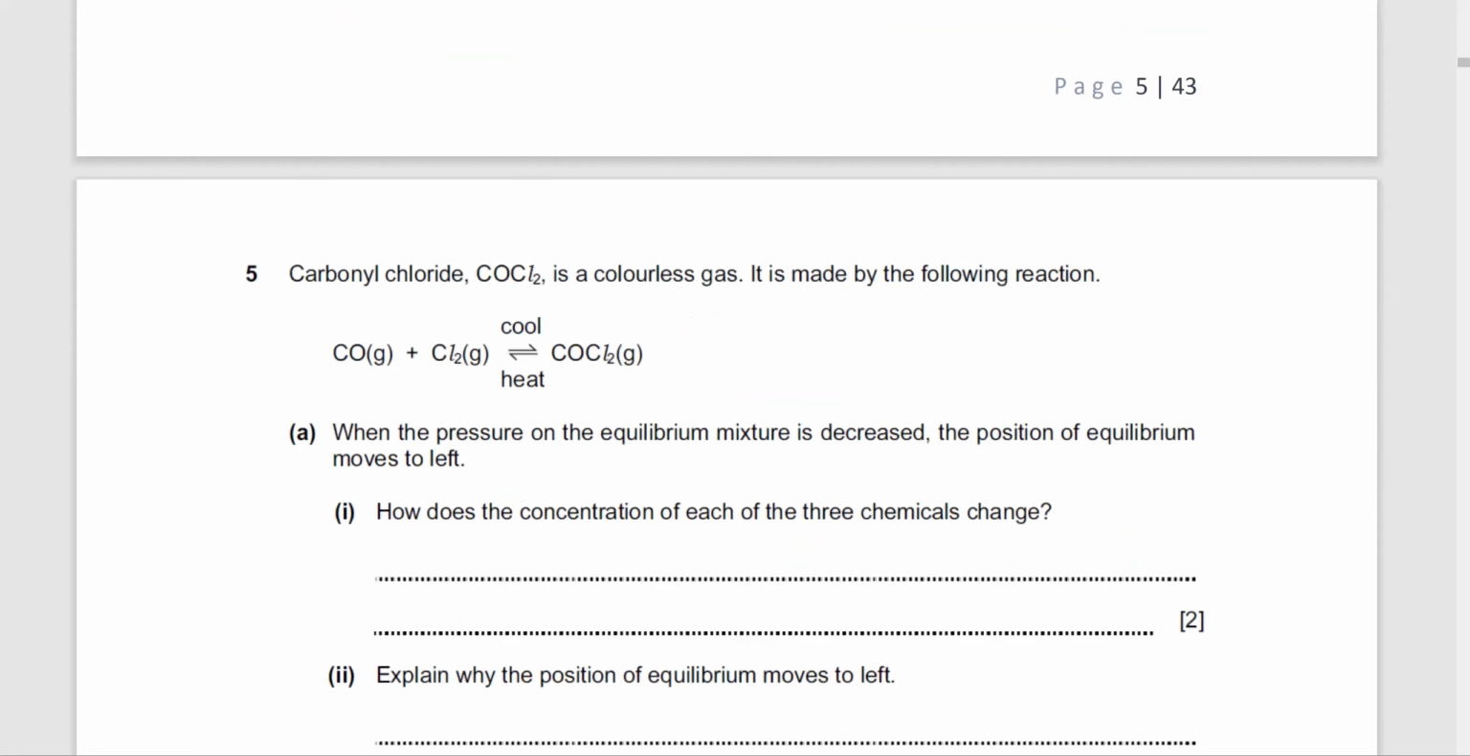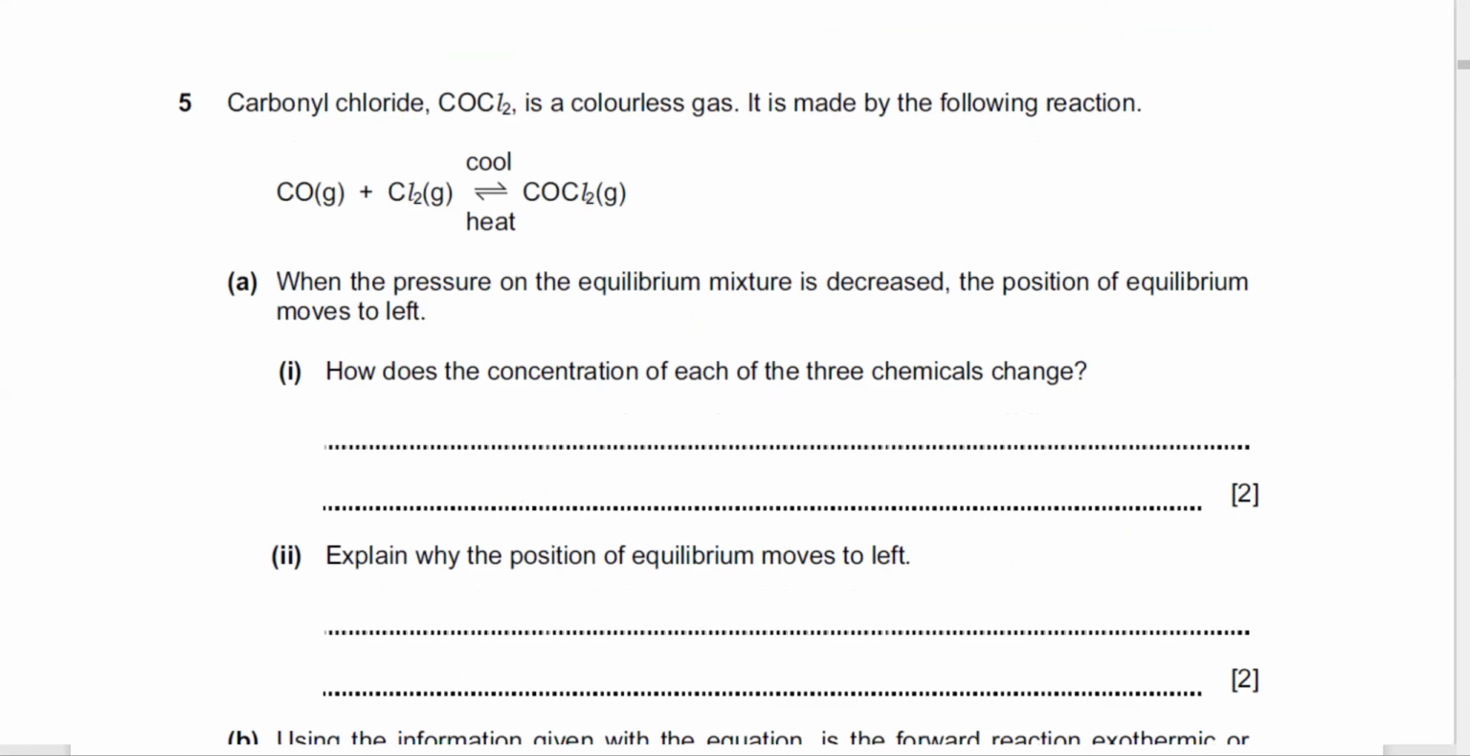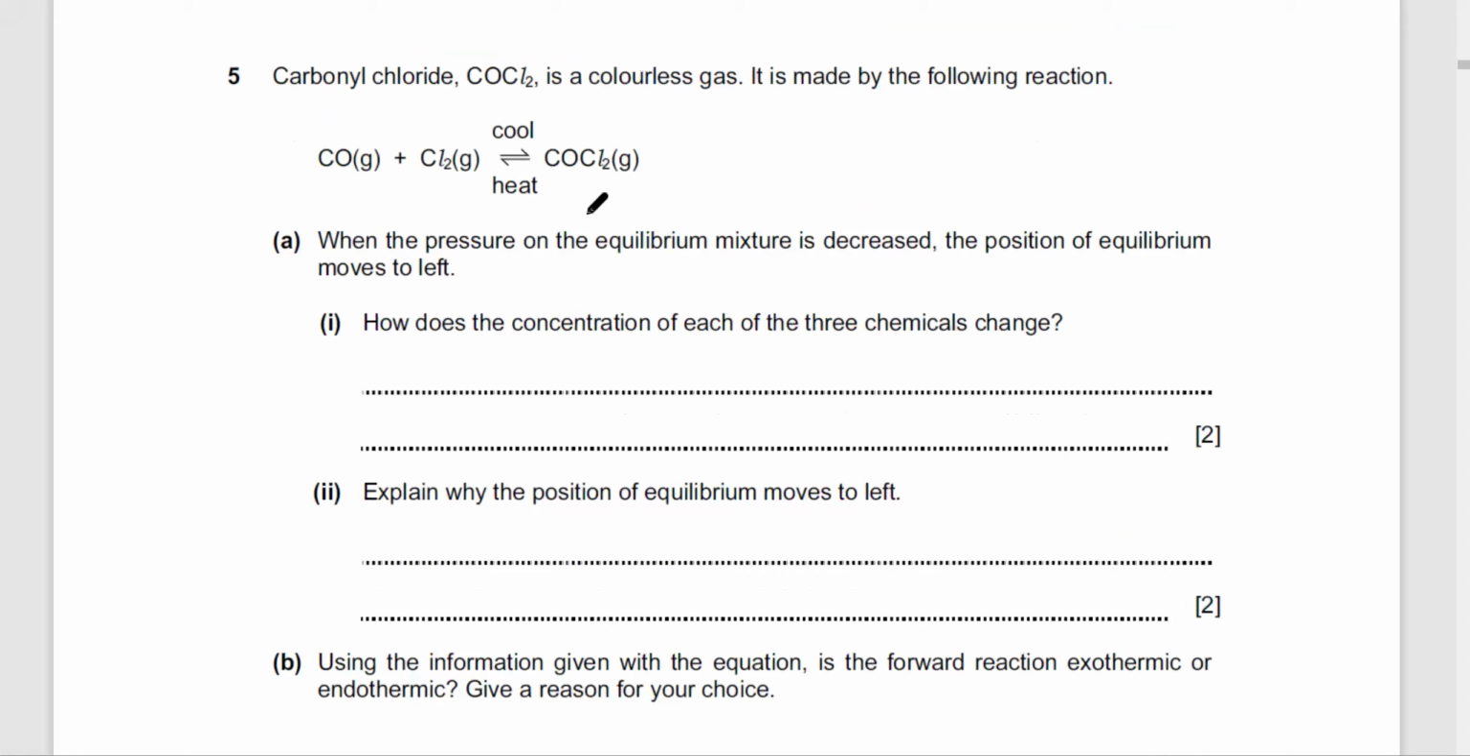So next question is carbonyl chloride is a colorless gas. It is made by the following reactions. So there is an equilibrium. When the pressure on the equilibrium mixture is decreased, the position of the equilibrium moves to the left. He has given the answer himself. So what is left? The first question is asked pointlessly.